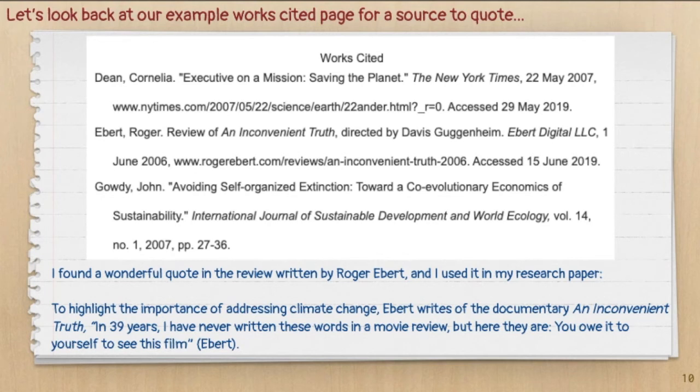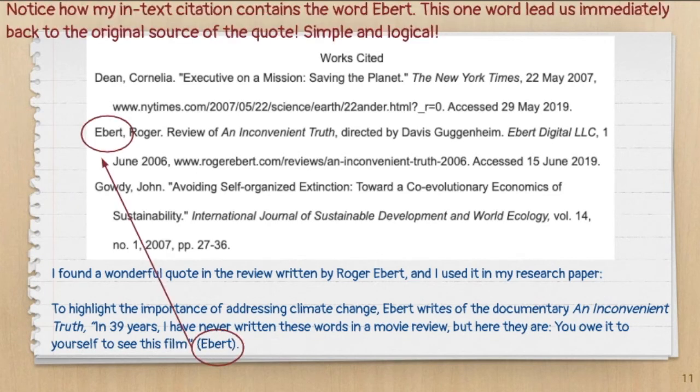To highlight the importance of addressing climate change, Ebert writes of the documentary An Inconvenient Truth, quote, "In 39 years, I have never written these words in a movie review, but here they are. You owe it to yourself to see this film." And here you see Ebert just there. Good? Now, notice how my in-text citation contains the word Ebert. And this one word leads us immediately back to the original source of the quote.